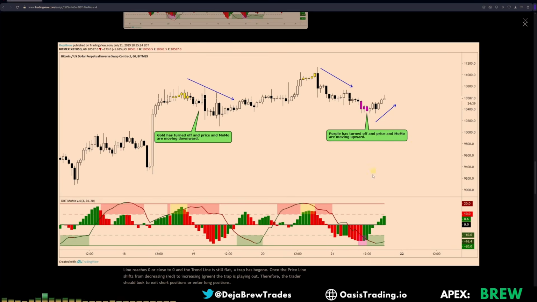Same thing with the purple shading. If the purple shading is turning off, that means that short-term momentum is pushing away from that longer-term momentum. They are pushing against that prevailing trend.